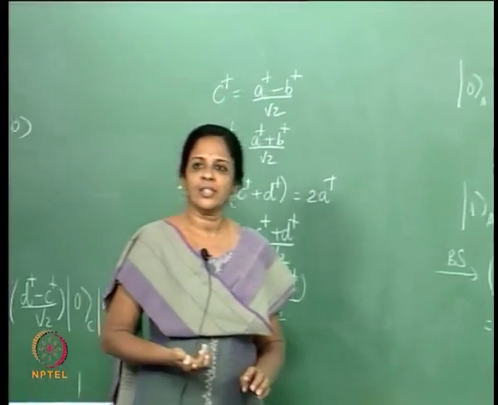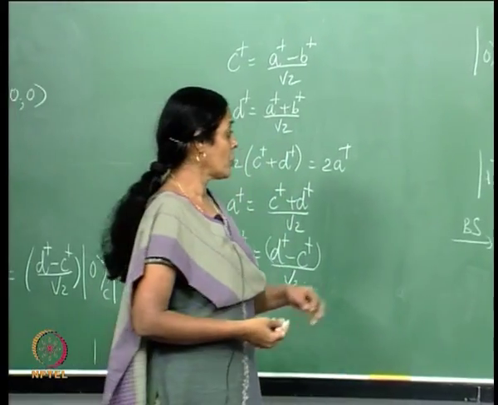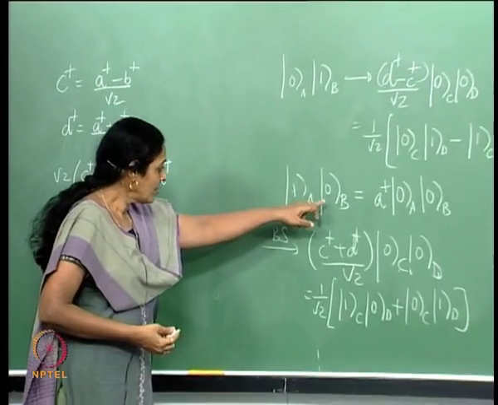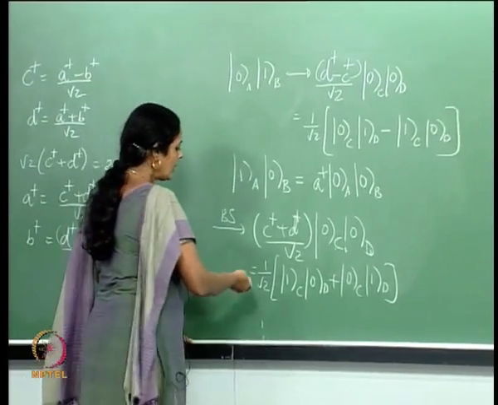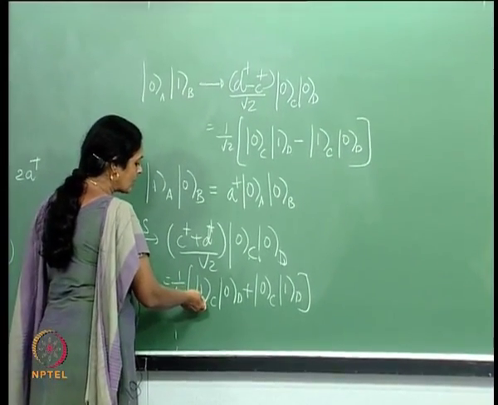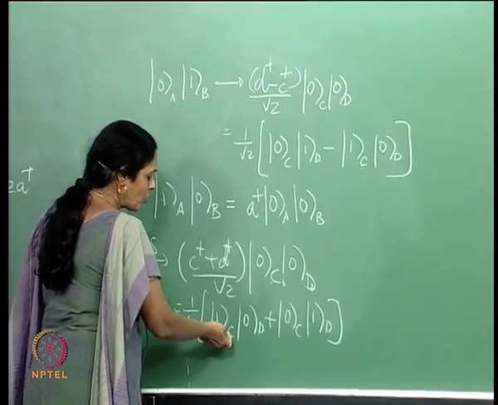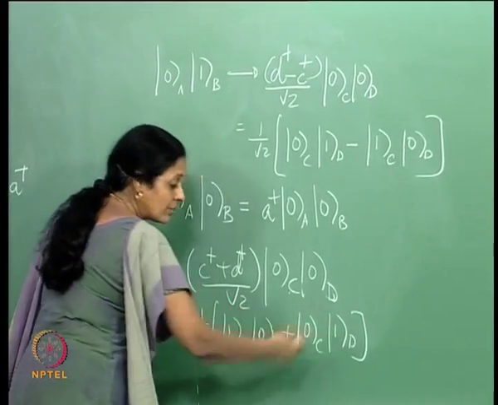Once more, I have verified that if I had sent a single photon through the input port A and nothing through the input port B, there is a 50% probability of seeing the single photon either through the output port C or the output port D.